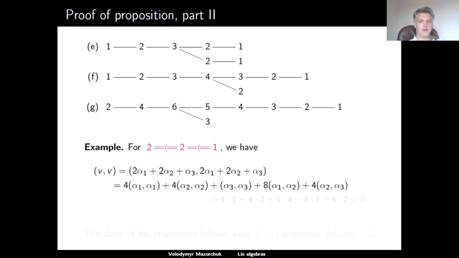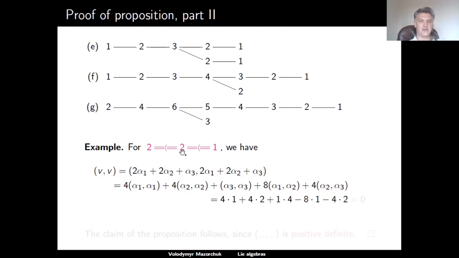Using the linearity of the scalar product, we can rewrite it as a sum of 4 times the scalar product of alpha 1 with itself, plus 4 times the scalar product of alpha 2 with itself, plus the scalar product of alpha 3 with itself, plus 8 times the scalar product of alpha 1 with alpha 2, plus 4 times the scalar product of alpha 2 with alpha 3. Now alpha 1 is the shortest root. Let's assume that its length is 1.